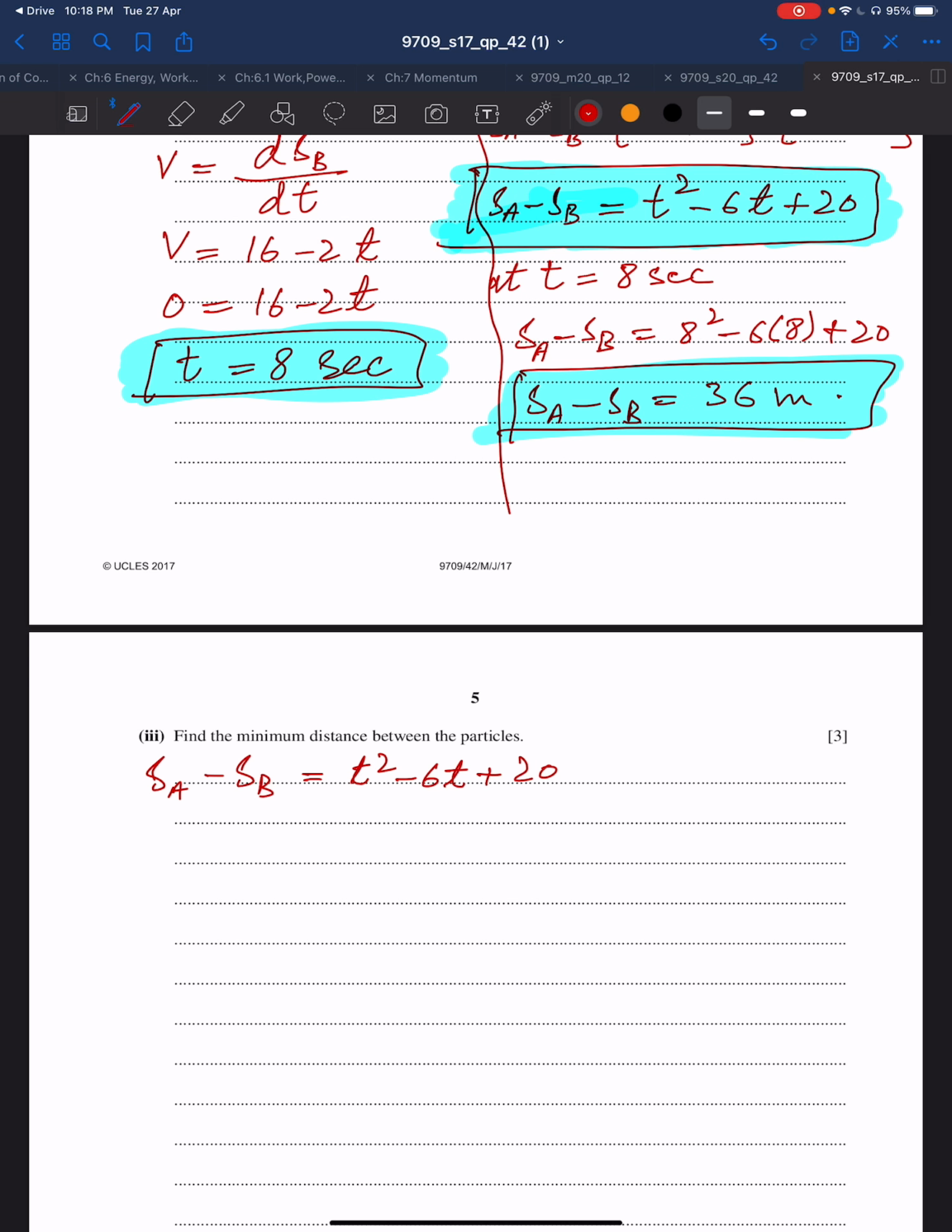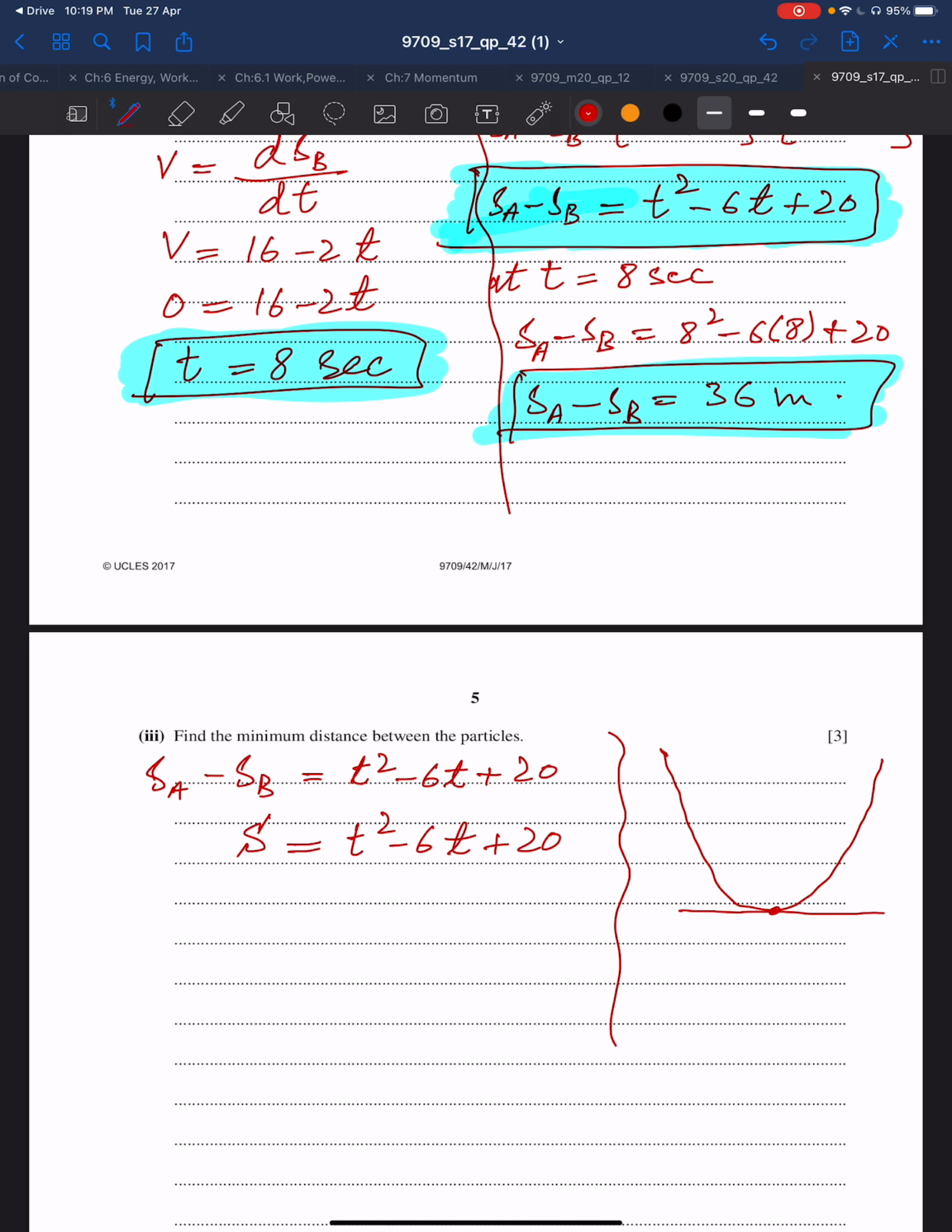Okay, so this is the distance. If I say S is the displacement between the two particles, S of A minus S of B, then t square minus 6t plus 20 is a quadratic expression, and its graph would be like this. So this would be the minimum point. At this point the displacement will be minimum. So we'll find out what is the value of t at this point.